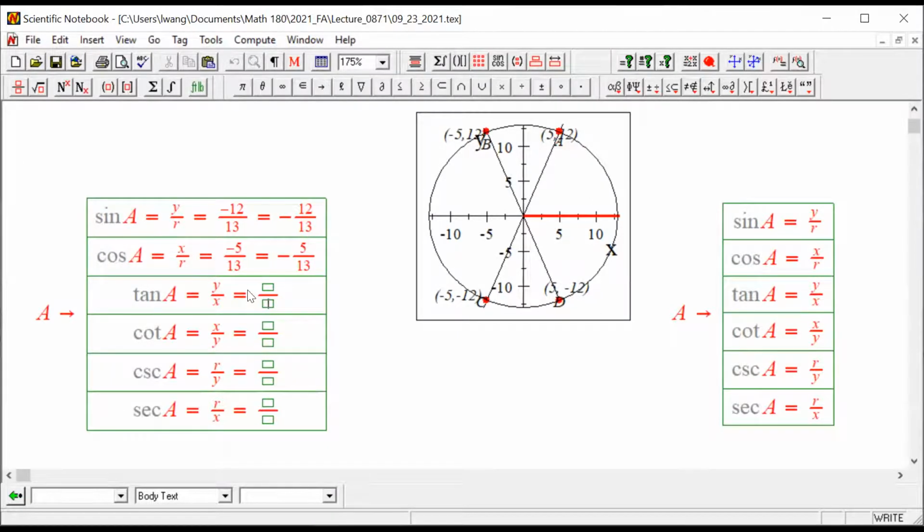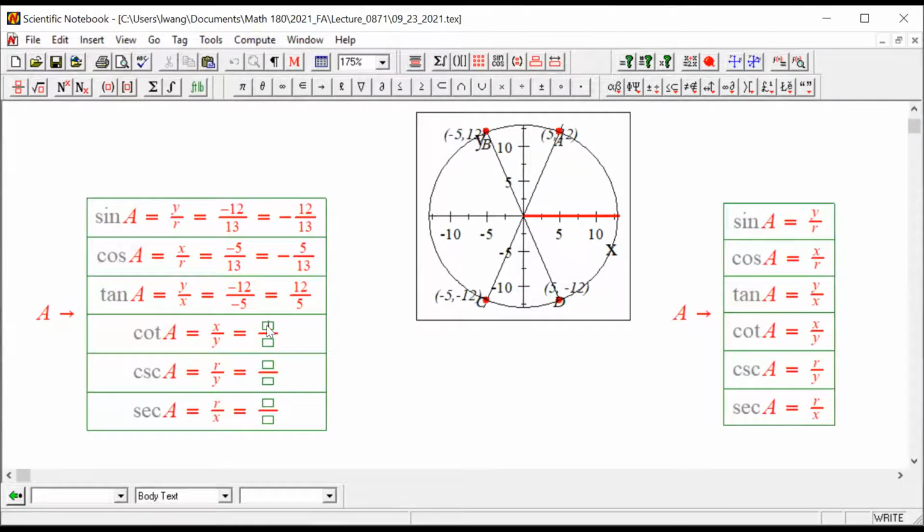The next one, y over x. Y is negative 12. X is negative 5. Negative divided by negative is positive. So which principle are we using? Principle number 6. So 12 over 5 is the final answer. You don't need to make it a mixed number. Just leave it as the fraction.